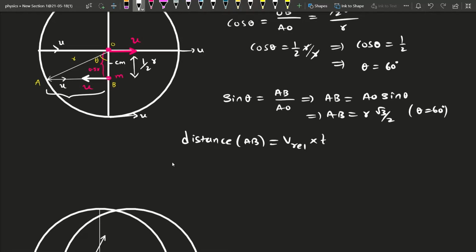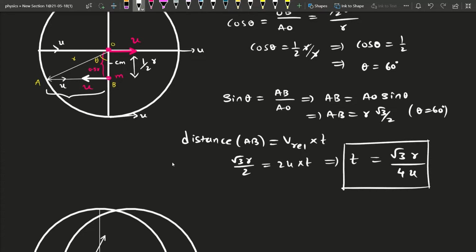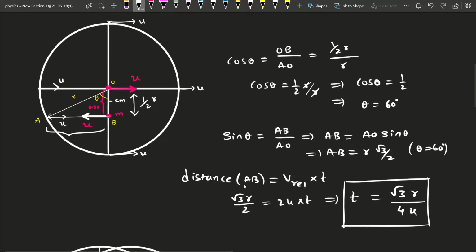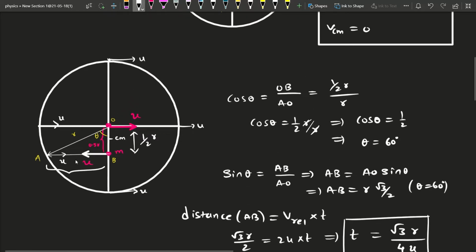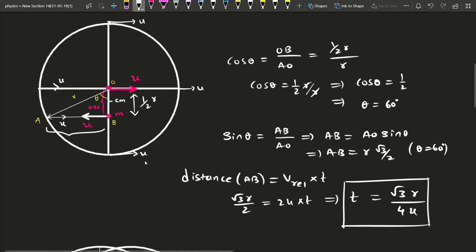So distance AB is known, that is root 3 into R by 2, and the relative velocity, because the particle present on the ring and the particle B are moving in opposite directions, so the relative velocity will be 2u. So the time at which they will meet will be root 3r divided by 4u. This is the time after which A will meet B or B will meet A. Both will collide.